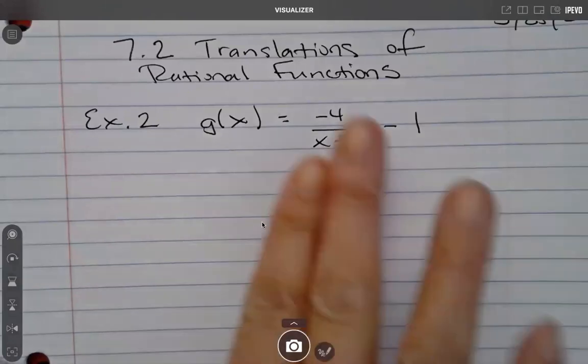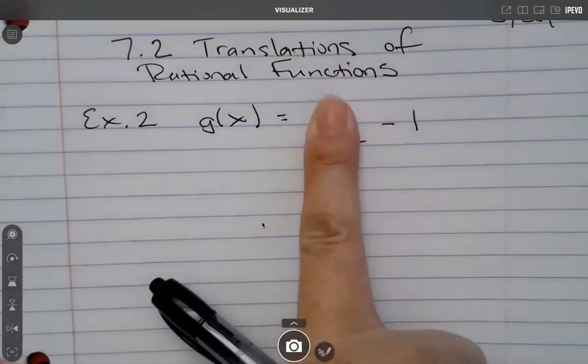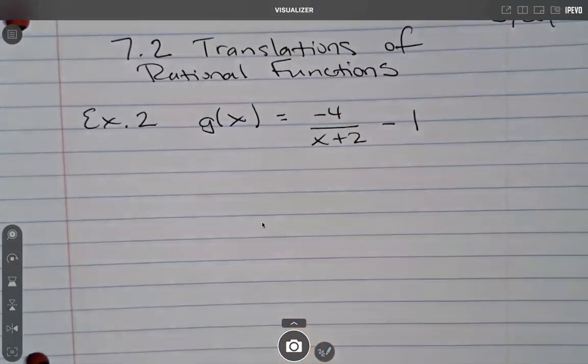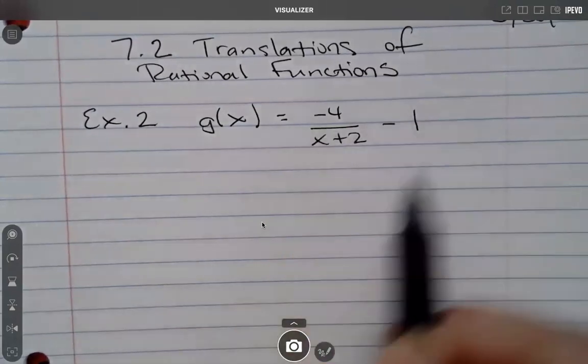Any function, I'm going to cover the rational function for now. Any function and then a minus sign at the end. What's going to happen? It goes down 1 unit, right? You know that. Okay. Right now, the ones you did yesterday, they didn't have any translations other than a shrink or a stretch. This one's going to go down.